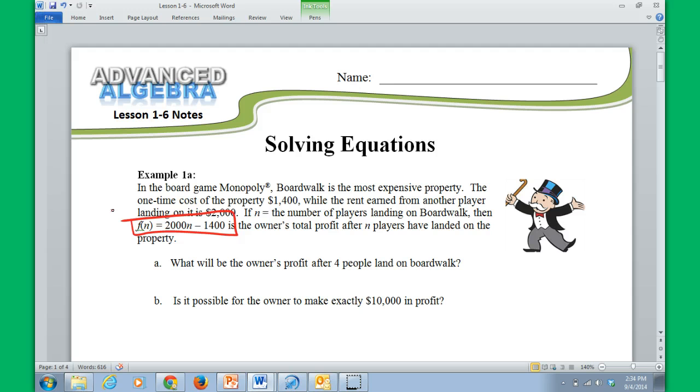Part A says, what is the owner's profit after 4 people land on Boardwalk? So it's asking really, what is f of 4? So simply just put it into the equation like you have been. If you calculate that, you will end up with $6,600.